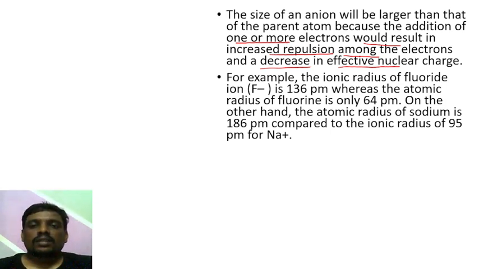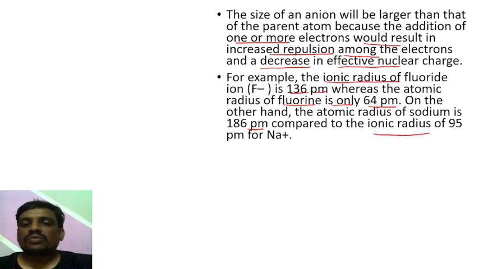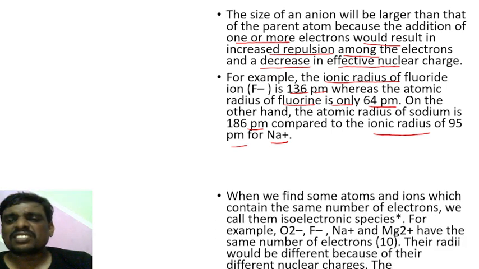For example, the ionic radius of the fluoride ion is 136 pm, whereas the atomic radius of fluorine is only 64 pm. On the other hand, the atomic radius of sodium is 186 pm compared to the ionic radius of 95 pm for sodium ion. There is a great change.